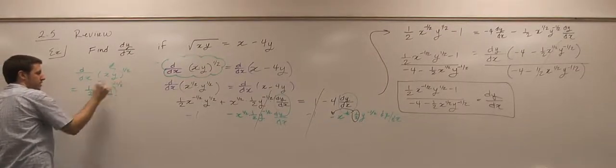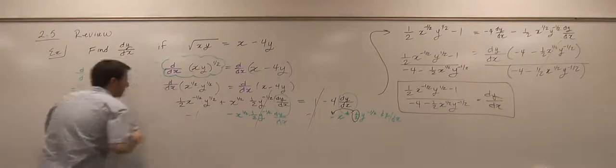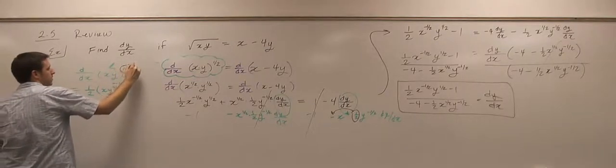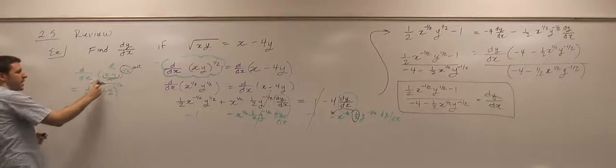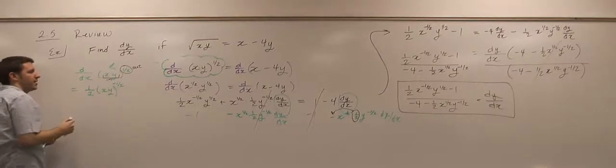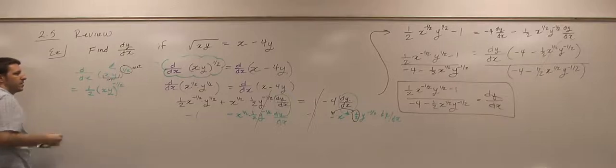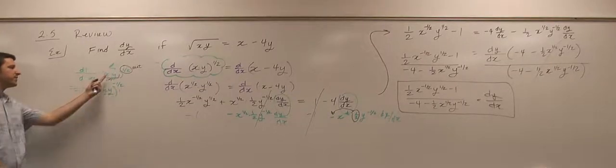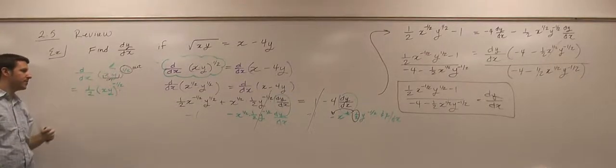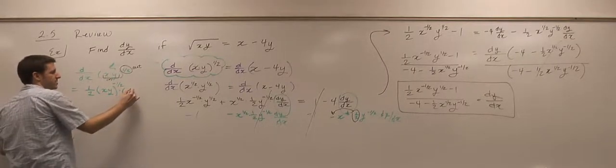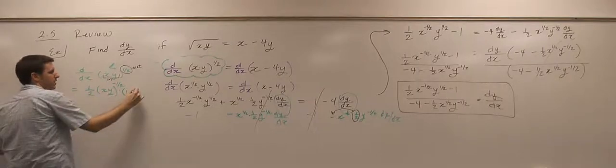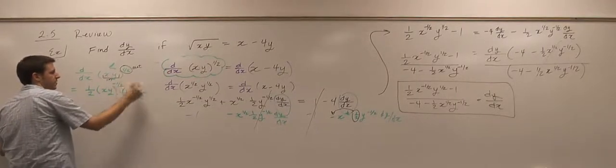Negative 1/2. So we're doing the chain rule where you do the derivative of the outside first, then times the derivative of the inside. The derivative of the outside is 1/2 xy to the negative 1/2. Then what do I multiply by? Product rule. Yes, the derivative of the inside is a product rule now. So you go derivative of the first, which is 1, times the second, plus the first times the derivative of the second.